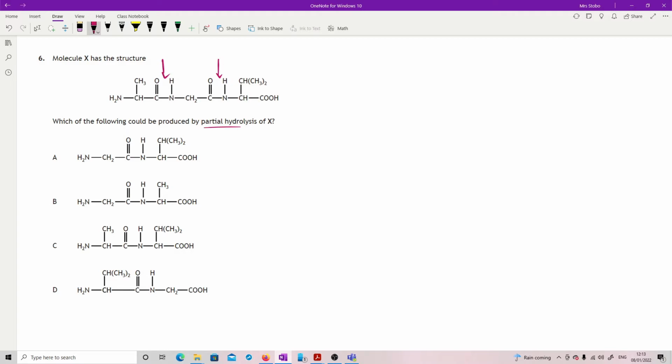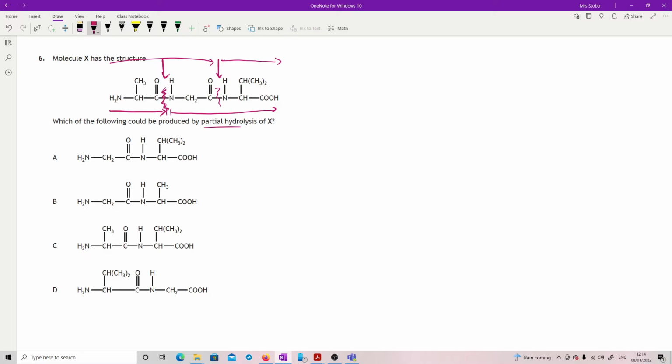It says partial hydrolysis, so that means either snapping this one or snapping this one. So I've just got to look to see what I would get. If I snapped, say here, I would end up with all of this and back to being a carboxylic acid here, and I would end up with an NH2 on this side and all of that there. If I snapped at the other point, I would end up with a longer one on this side, ending with a hydroxyl group, and a shorter one on this side, ending with the NH2. Then I'm just going to go and find them.